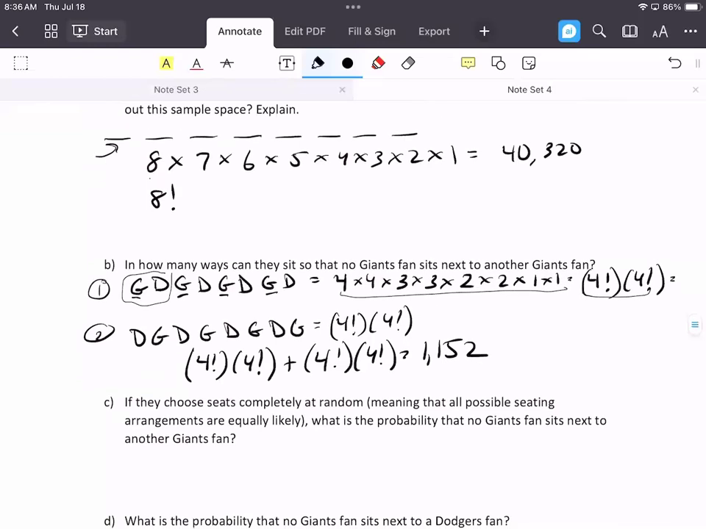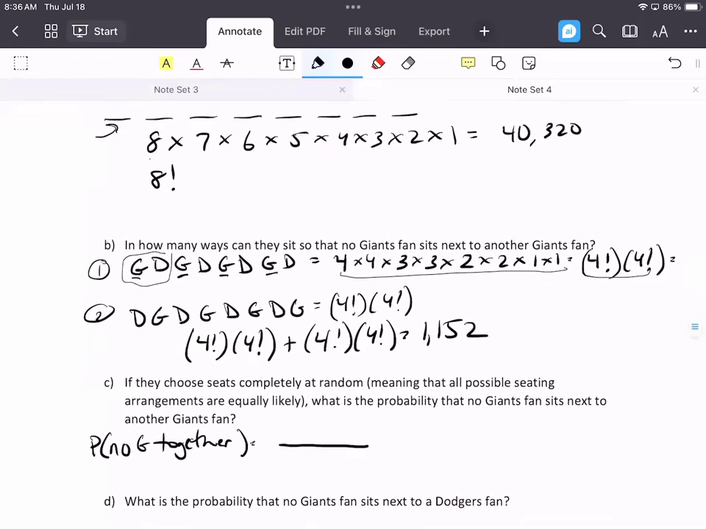Now, if they chose seats completely at random, meaning that all possible seating arrangements are equally likely, what's the probability that no Giants fan sits next to another Giants fan? Well, do we remember, we have to know the probability of no Giants together. We need the size of the sample space, assuming that all outcomes are equally likely, and we got that in part A. In part B, we found that there were only 2 arrangements so that no Giants fans sat together. And we get 0.029.